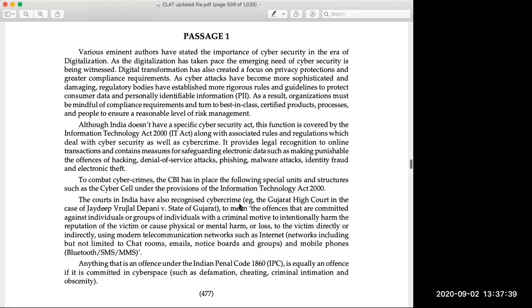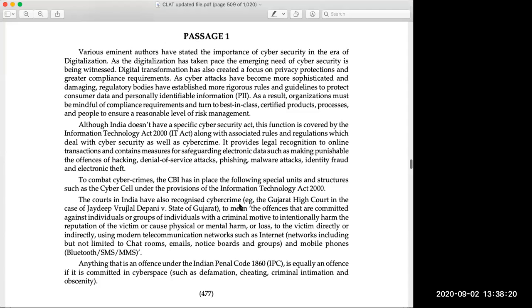Although India does not have a dedicated law, cybersecurity is covered by the Information Technology Act of 2000, along with associated rules and regulations which deal with cyber security as well as cybercrime. It provides legal recognition to online transactions and contains measures for safeguarding electronic data, such as making punishable offences of hacking, denial of service attacks, phishing, malware attacks, identity frauds, and electronic theft. To combat cyber crimes, the CBI has in place special units and structures such as the Cyber Cell under the provisions of the Information Technology Act of 2000.